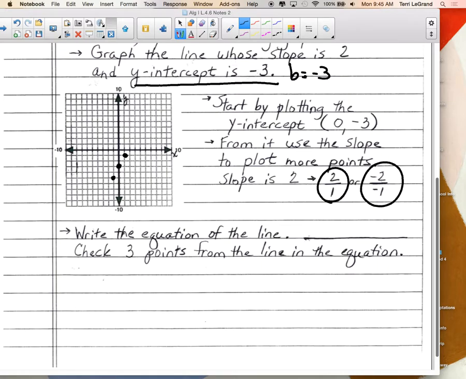I like to go crazy and make a few more so that I can make sure I get a good line when they're especially this close to each other. So take your ruler now, using it as a straight edge, draw a line going all the way through the graph, not just through the few points that you plotted.